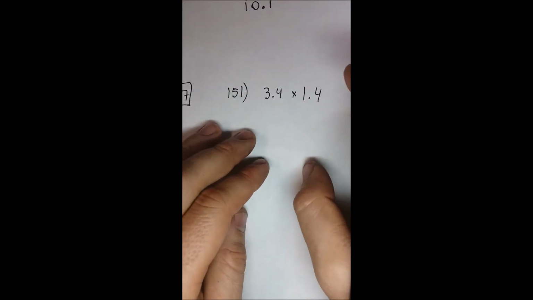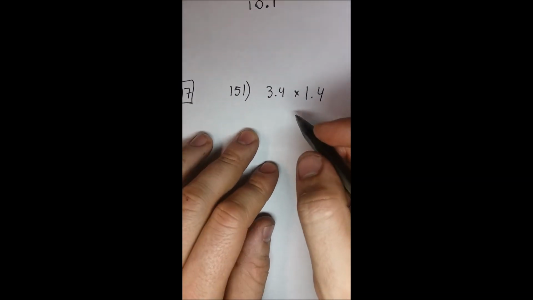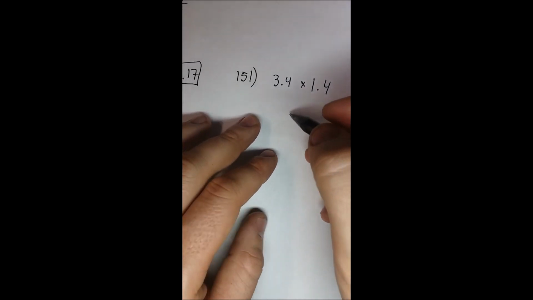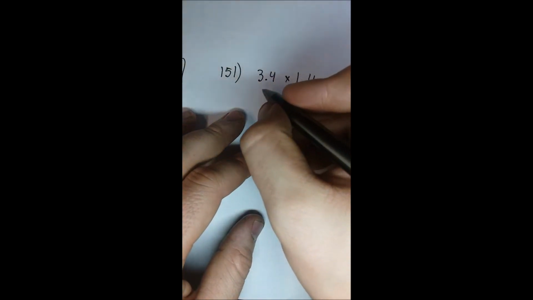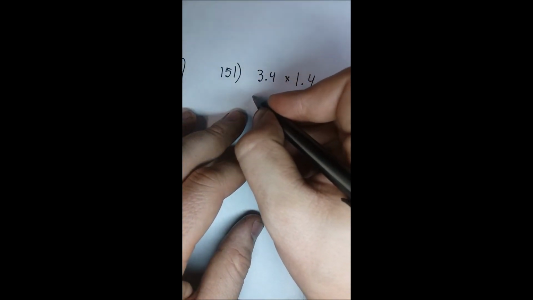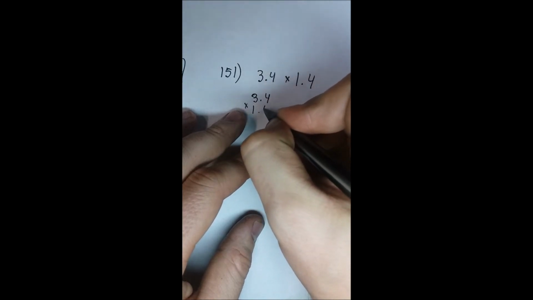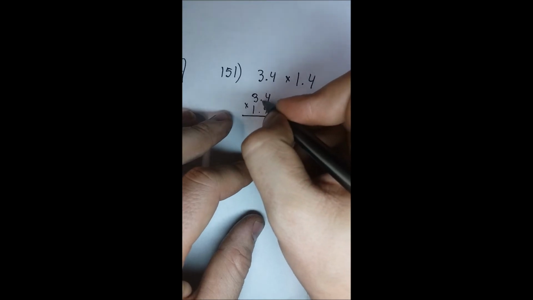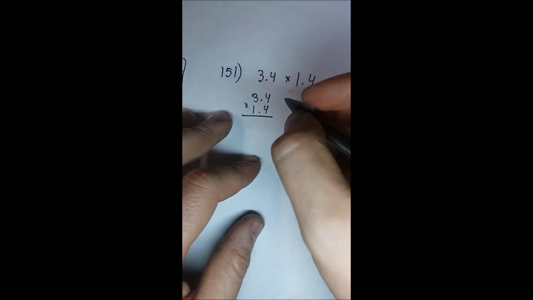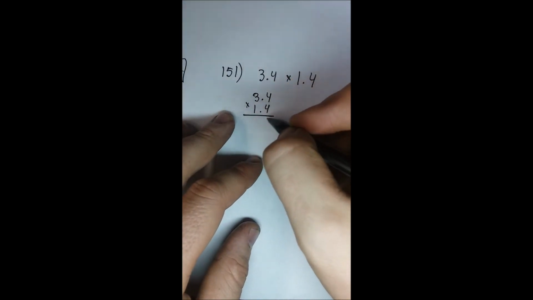Question 151, multiplication of decimals. This is a little different, but it's a lot more fun. So here we go. We just multiply as normal. 3.4 times 1.4. Ignore the decimals for now. We don't need them just yet. I'll show you when we need them later. So, pretend that it's like 34 times 14.